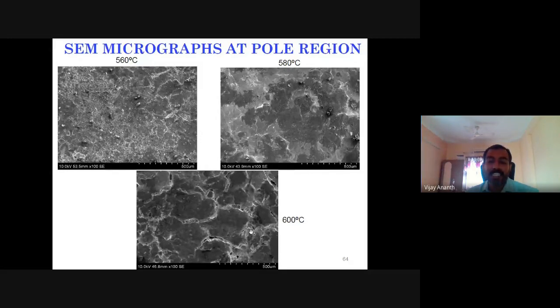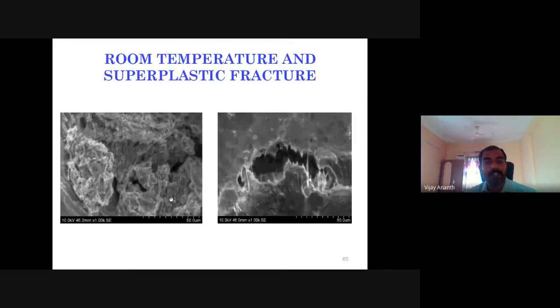At 600 degrees centigrade, as I have told, these components failed. Micron-level cracks were found in the grain boundaries. These are all the small failures we obtained in the microstructure, mainly in the grain boundaries, at 600 degrees centigrade.